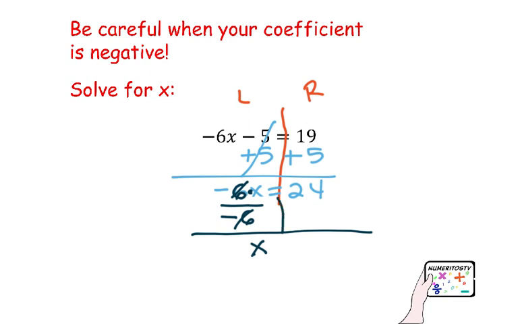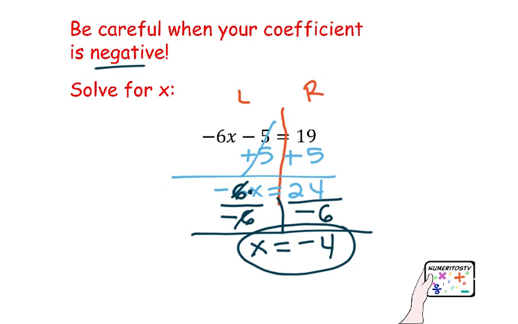So whatever you do to the other side, don't forget to do it to the right side. So we need to divide by negative 6 that 24. So this is just negative 4. So be careful when you have those negative coefficients.